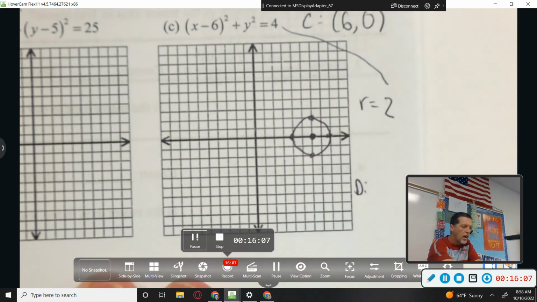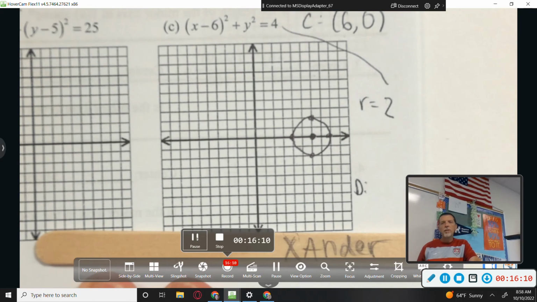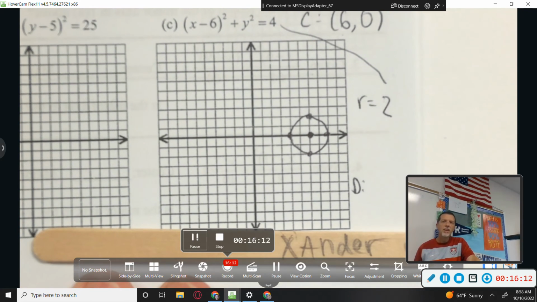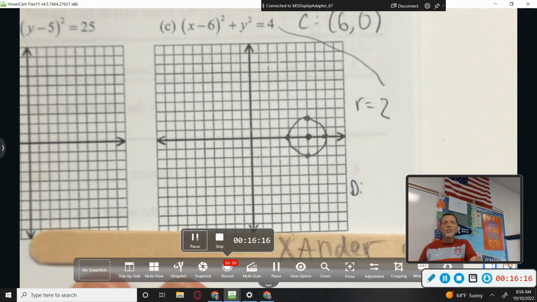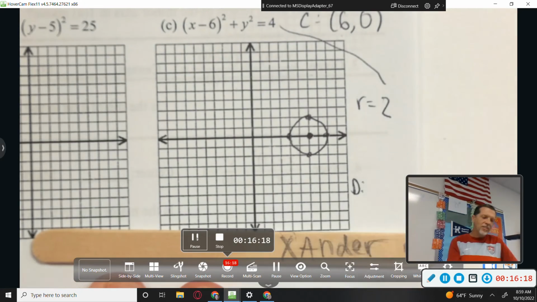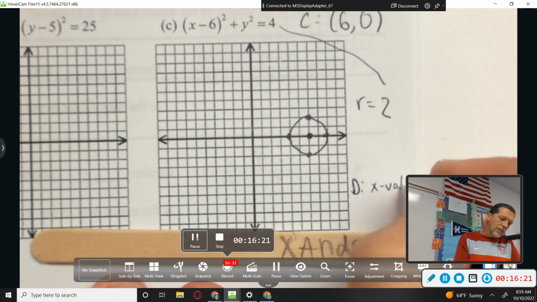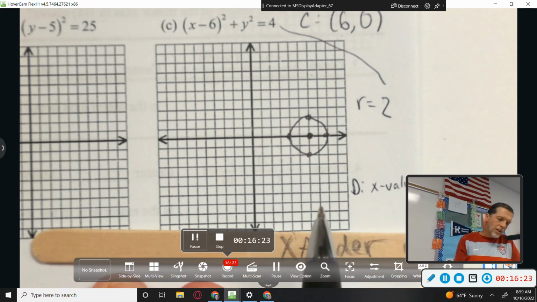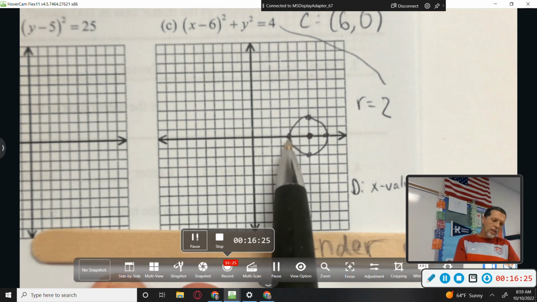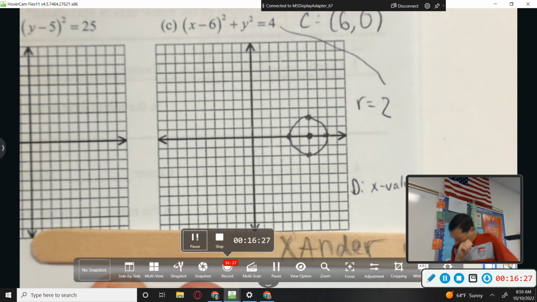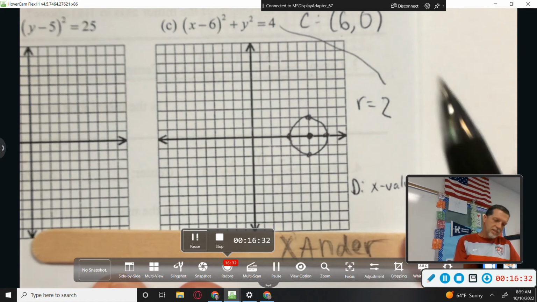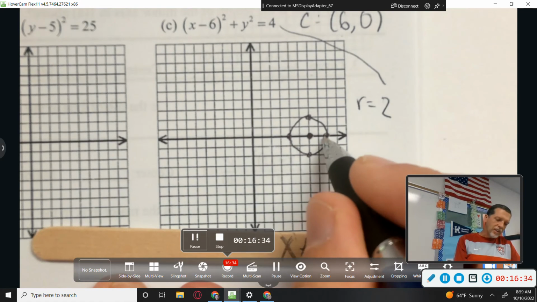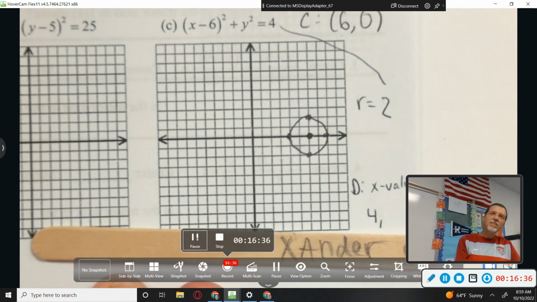And then the domain. Xander, how about the domain of that one? I couldn't figure out the domain. Okay, so the domain is the x value, so that's the left and right. How far left does it go? How far right does it go? So what's the x value of the leftmost point? And the x value of the rightmost point, how far right does it go? 8. So 4 to 8 is the domain.